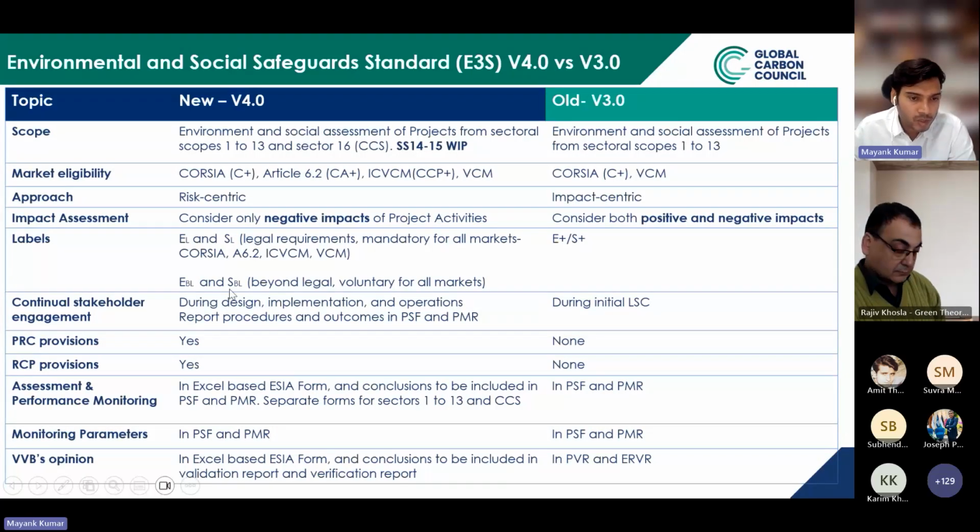And EBL and SBL denote beyond legal. So these are the enhanced labels. EL and SL labels are mandatory for you. So whichever market labels you apply, including purely vanilla GCC credits, you have to demonstrate compliance with legal, environmental, and social requirements. So these labels are mandatory. The others are something which, if you want to claim, you can go for. There is no mandatory rule from GCC to claim EBL and SBL labels.